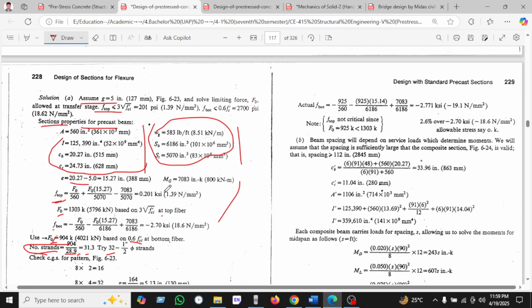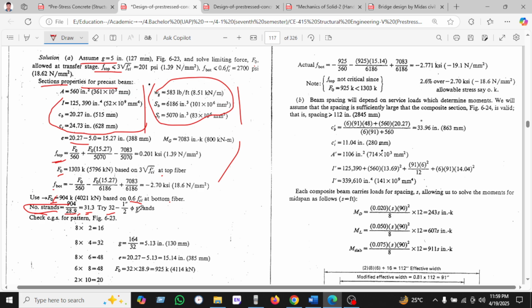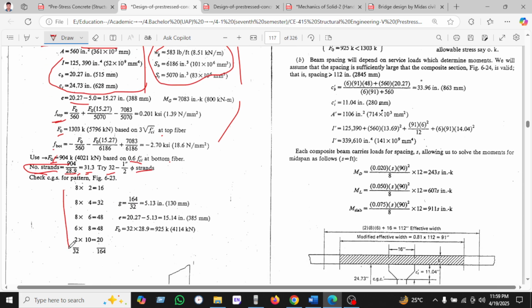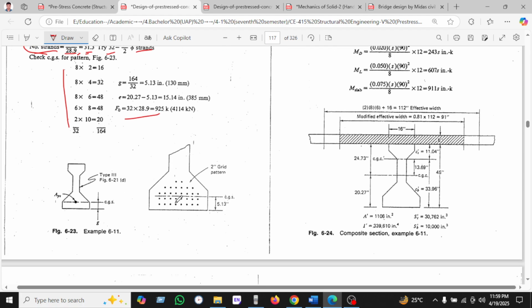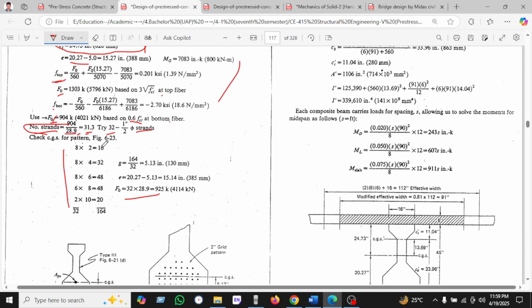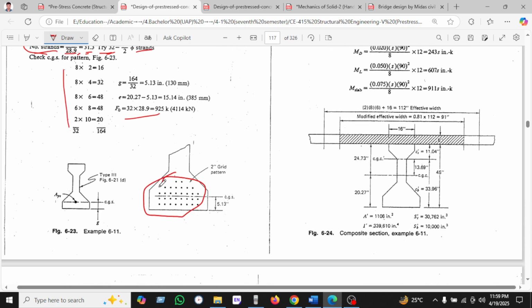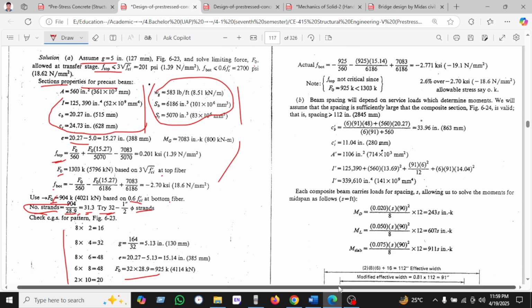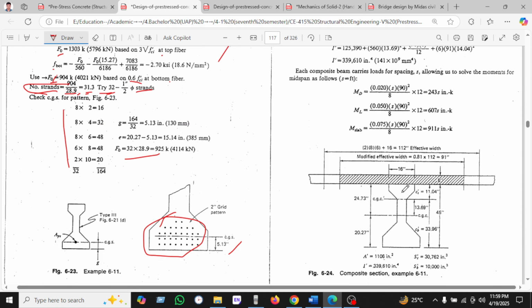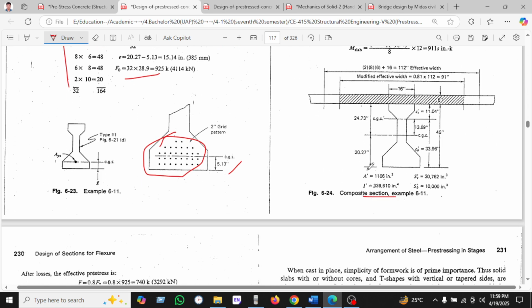I will check. I will calculate the number of strands, which is 31, and check the CGS pattern here, and all the data we have found there. We have found 32, so we'll use the 32 value. The strength is here, and we can use this calculation also. I'm just keeping the composite section example here.